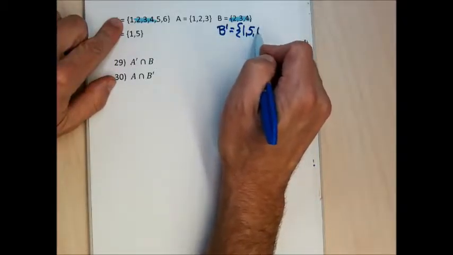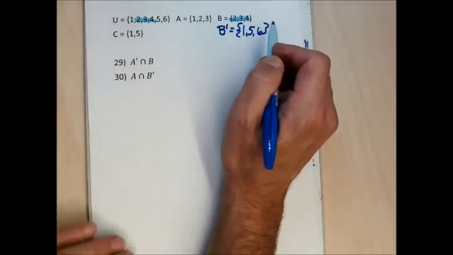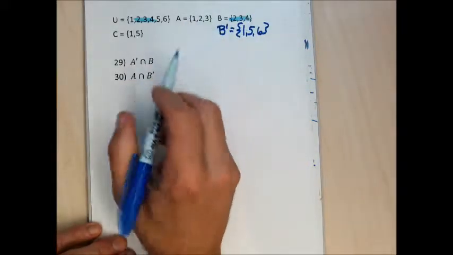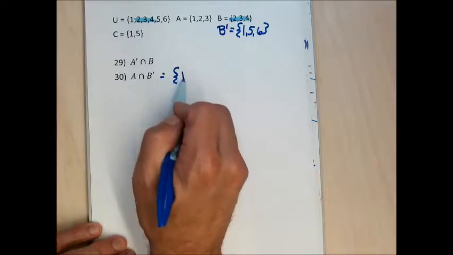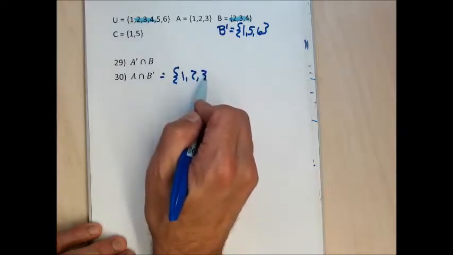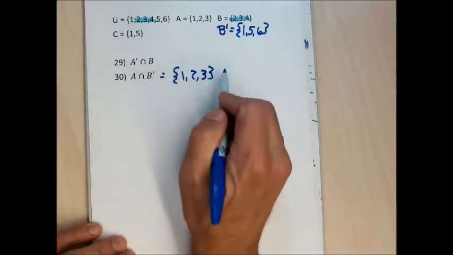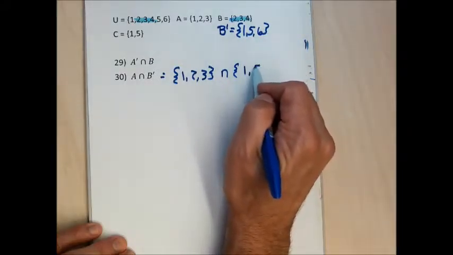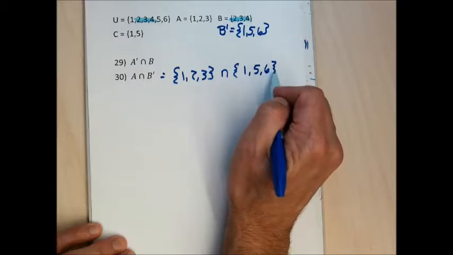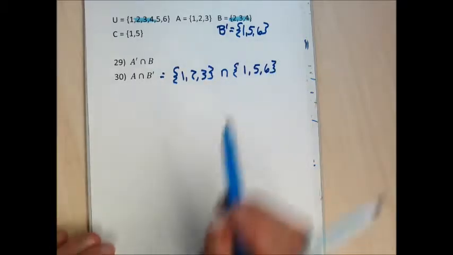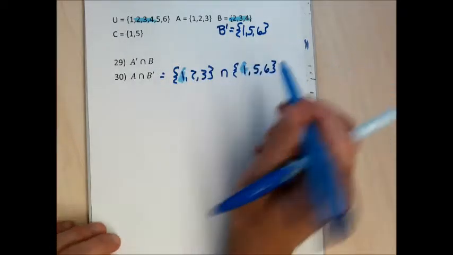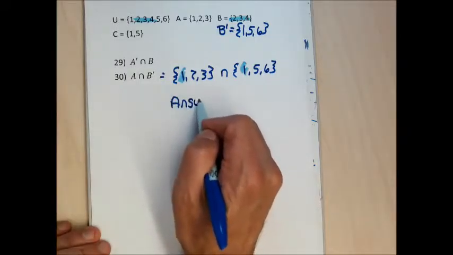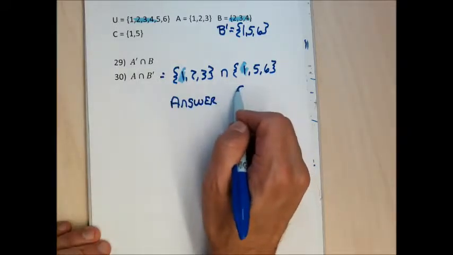So when I'm asked to do a problem with a complement, I need to know what that complement is first. In this problem, I'm going to take set A, which has the numbers 1, 2, and 3. I'm going to intersect that with the set B complement, which is a set that has the numbers 1, 5, and 6. Now I'm going to find out what they have in common, because intersections are what they have in common. My answer to problem 30 is just going to be the set that contains the number 1.